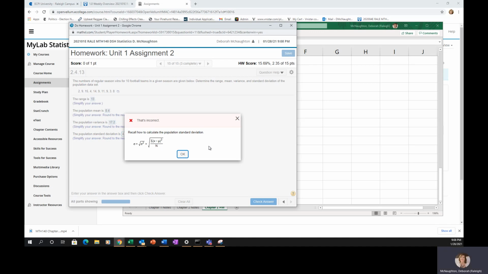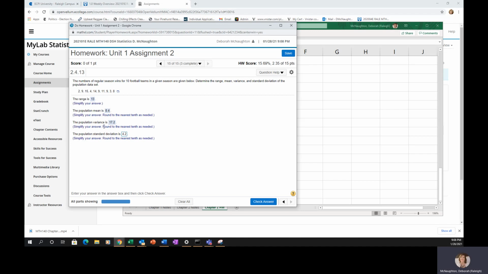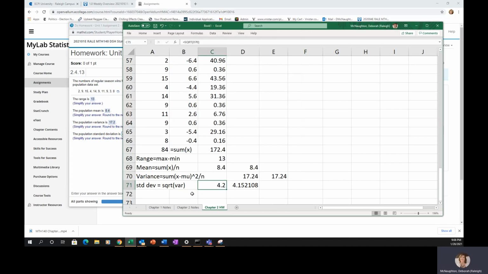Okay, I am betting that this is a rounding issue. And so it probably, let's just try this. It probably wants 4.1. If I take the square root of, I need to put it equal so it knows I'm using a formula, square root of 17.2, it's 4.1.